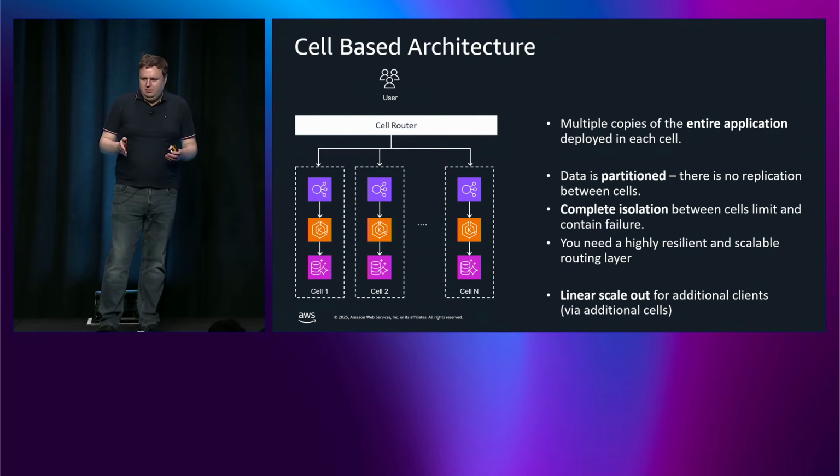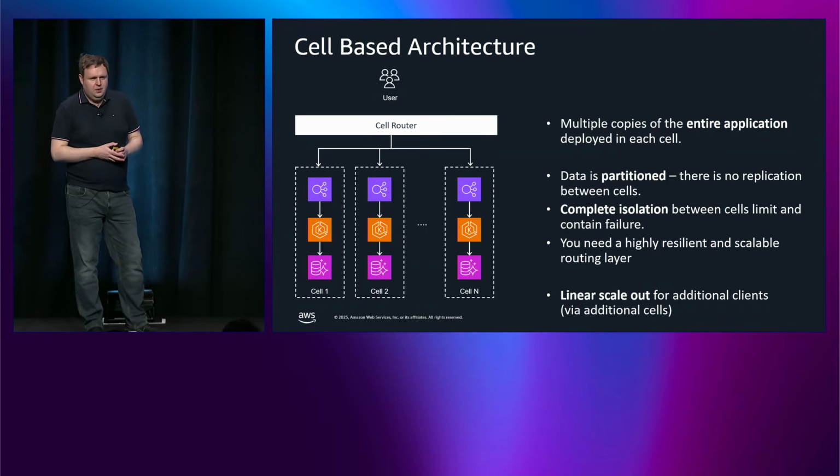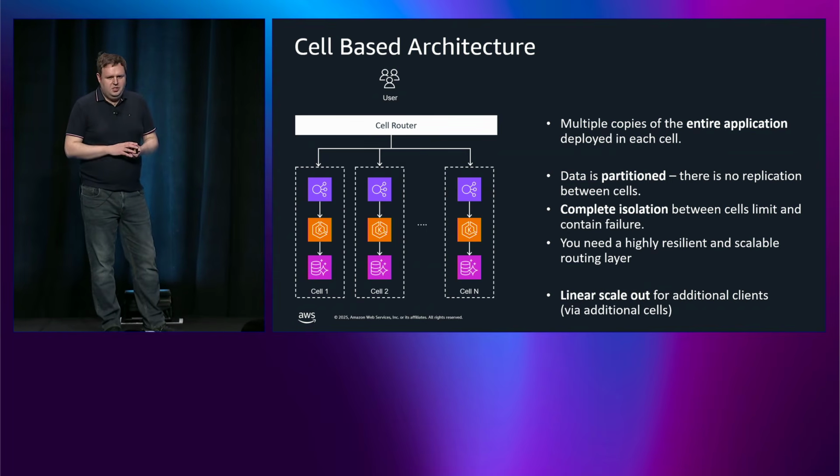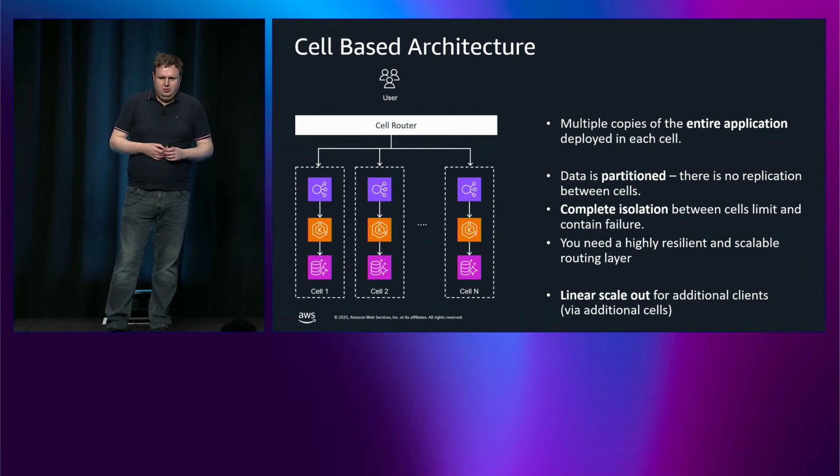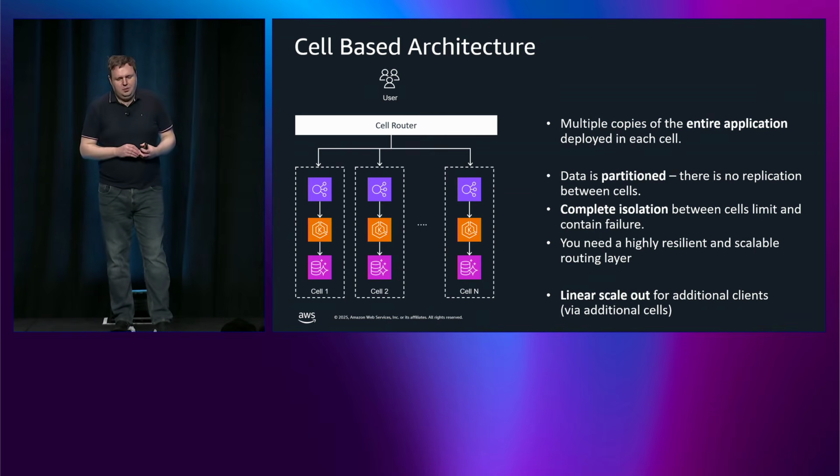You partition your data. It's effectively sharding. And you have complete isolation between the cells. There are hard bulkheads between them. You'll have a routing layer at the top, which is going to be highly resilient and available. A lot of people look at things like Route 53 for that, with its 100% SLA on the data plane.